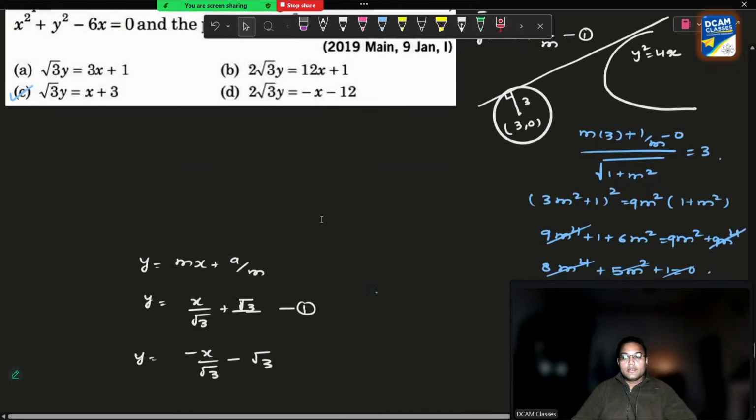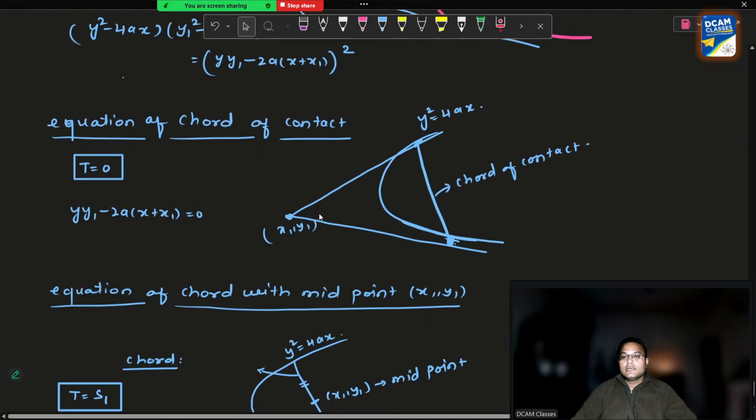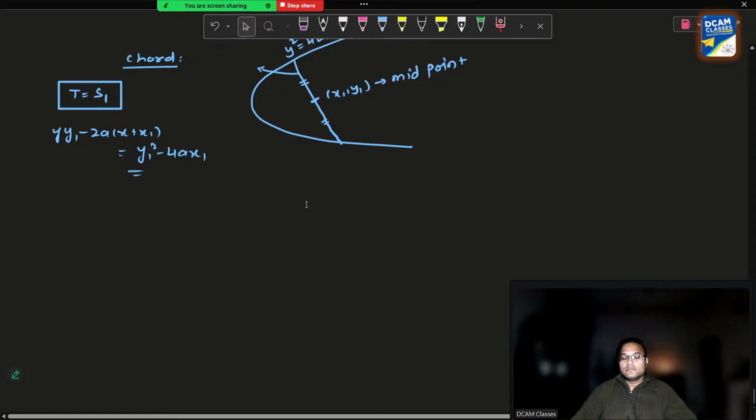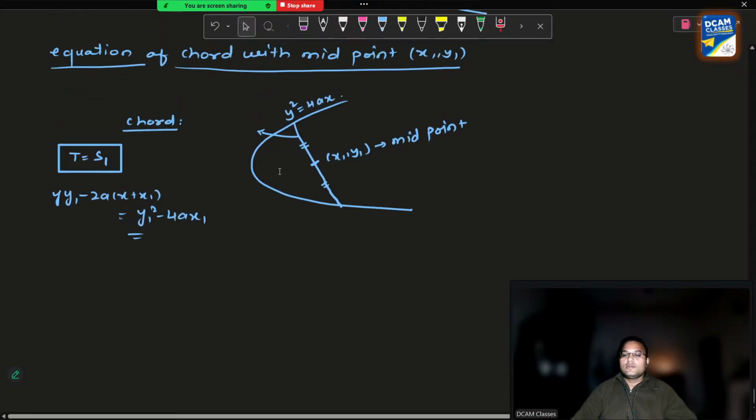Okay, let's end it then. In the next class, these formulas are done, only one concept is left, that's the equation of director circle for the parabola. After that we'll solve some questions in the next class, and then in the next class we'll move on to the ellipse part.